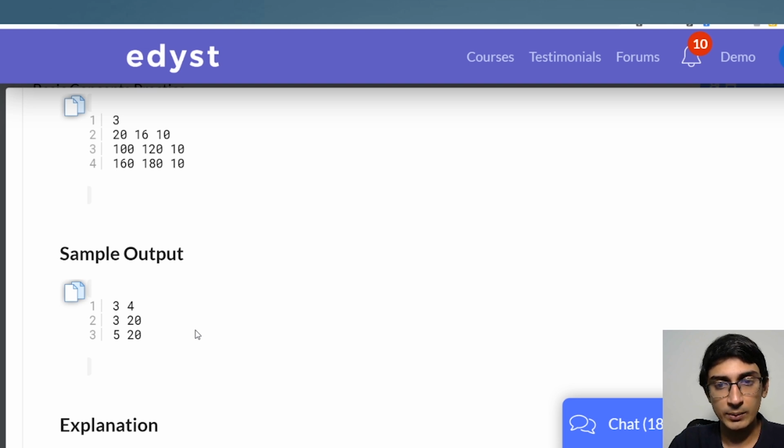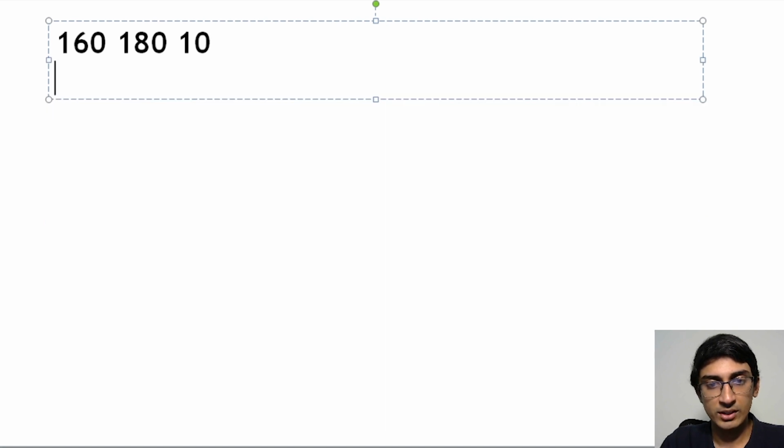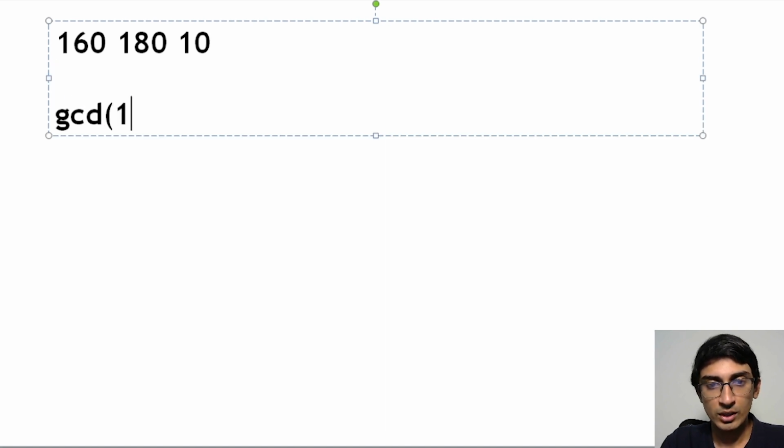Let's look at the final example so that it will become 100% clear for us. Let's look at one more example, and that example is 160, 180 and 10, right? So let's look at that. Again, what is the highest common factor over here? What would be the GCD of 160 and 180?